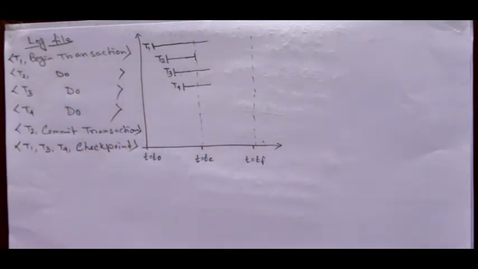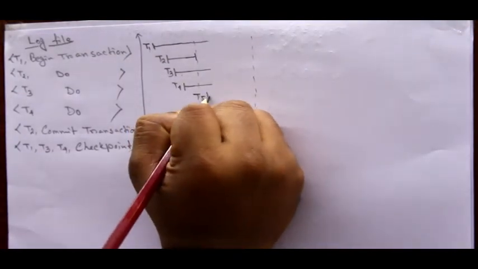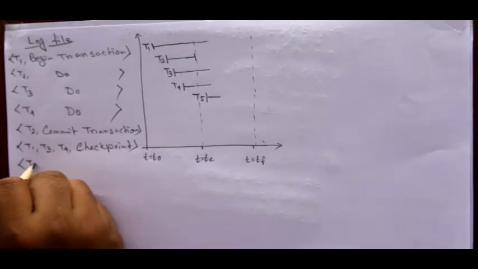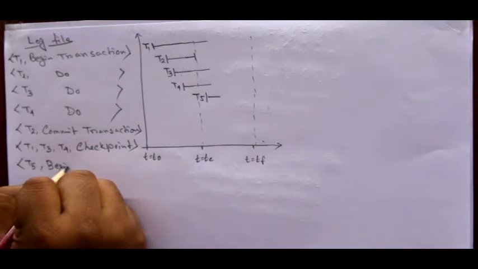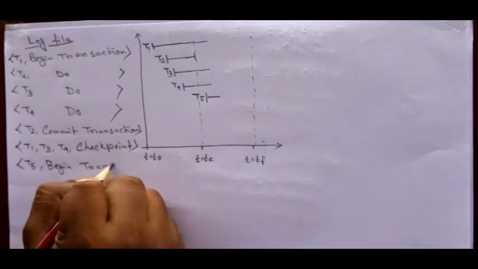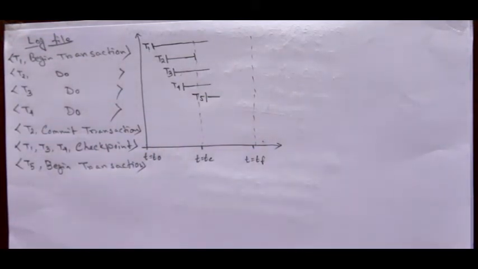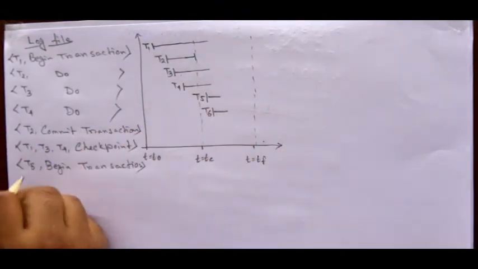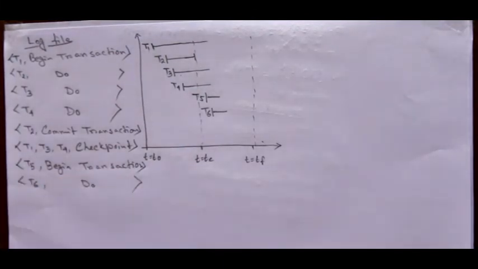After that, suppose transaction T5 starts its journey. Similarly, you have to write the record for transaction T5, begin transaction. After that, transaction T6 also started, transaction T6 begin transaction.